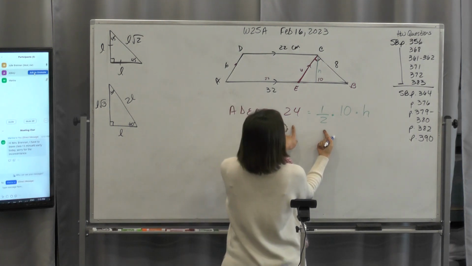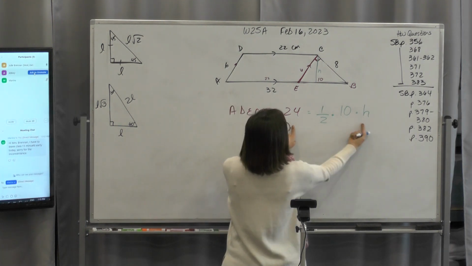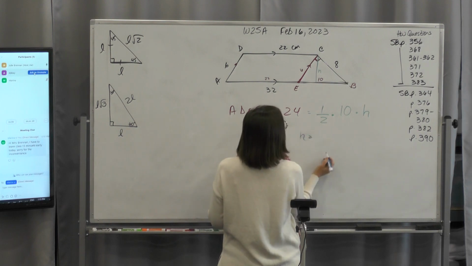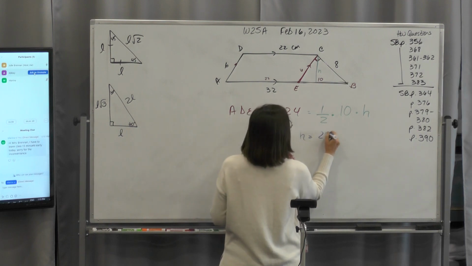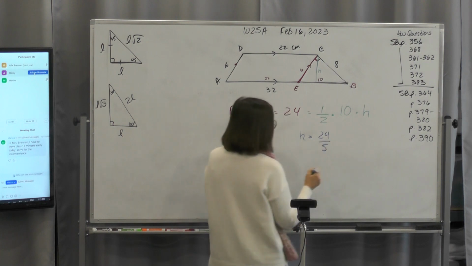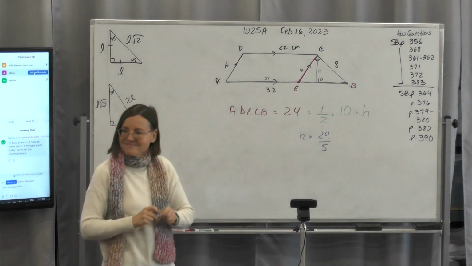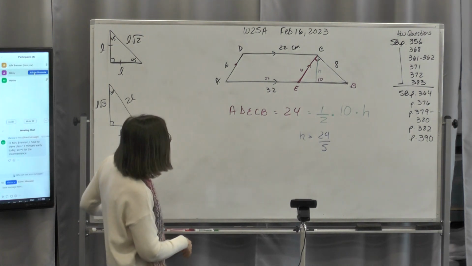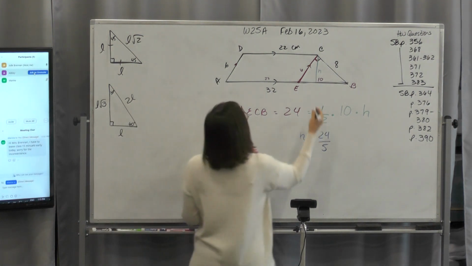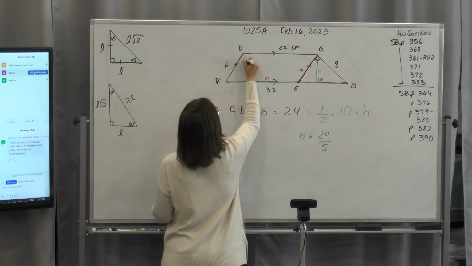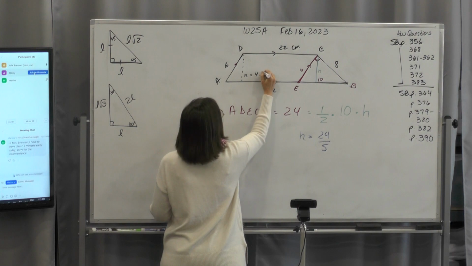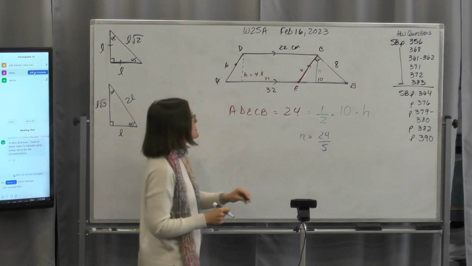So now I know that 5 times the height is 24. So the height has to equal 24 fifths, right? Or 4.8. I work in fractions until I have to work in decimals, usually. So the height is equal to, let's just say, 4.8 or 24 fifths.